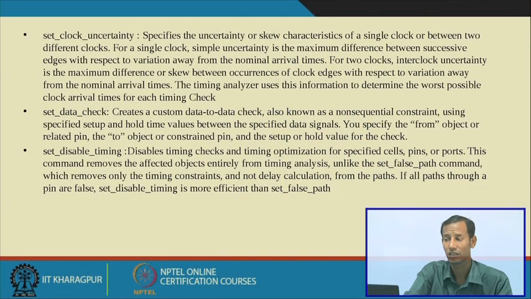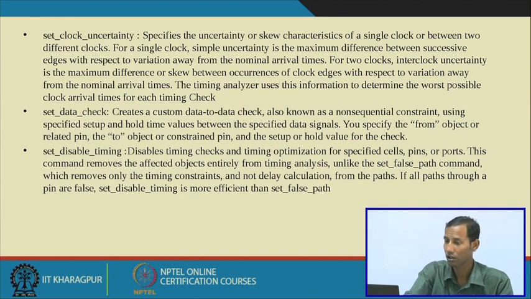Then set clock transition. Clock transition means this specifies explicitly the rising or falling transition of a clock. This command is typically used before layout when a propagated clock cannot be used. The transition time applies to the rising or falling transition at the clock pins of sequential devices clocked by the specified clock. Then set clock uncertainty. So what is clock uncertainty? This specifies the uncertainty or the skew characteristic of a single clock or between two different clocks.